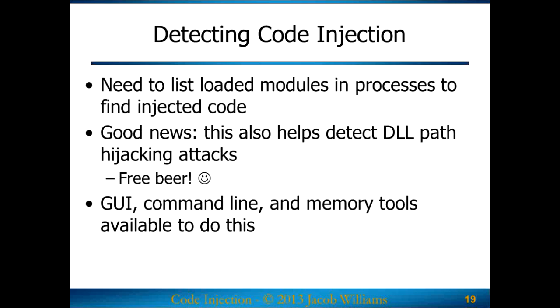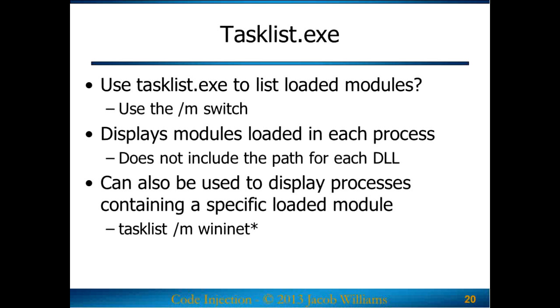So great. So how do we detect this stuff? Well, step one is that we have to look at the list of loaded modules in order to find injected code. The good news is that by looking at the loaded modules in the processes, this can help us find DLL path hijacking attacks. There are some really good write-ups out there on the SANS pen test blog. Mark Baggett has done more than a couple on DLL path hijacking. If you're not familiar with that, I would point you to the SANS pen test blog. But in any case, if we're looking at loaded modules, it'll help us detect these path hijacking attacks.